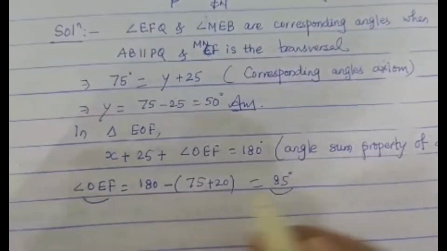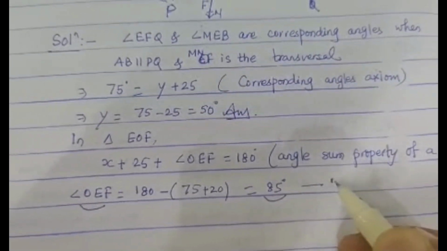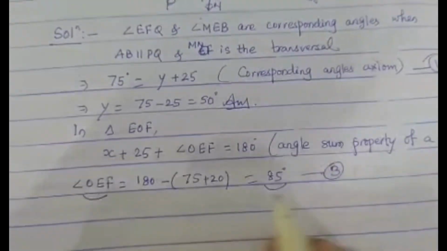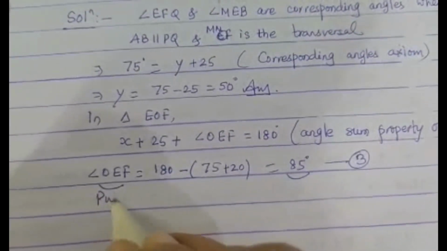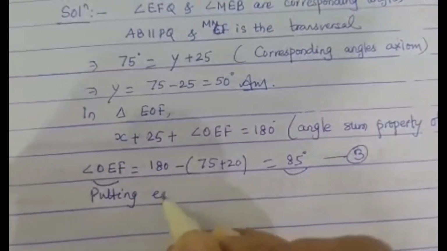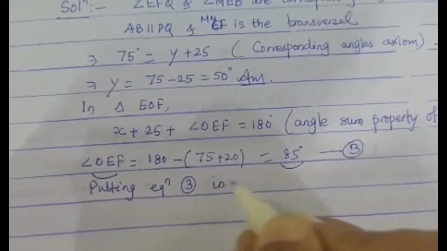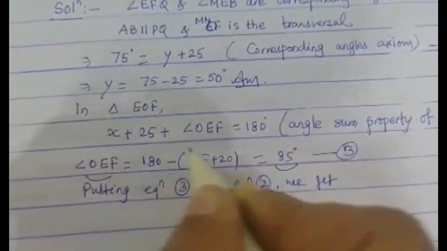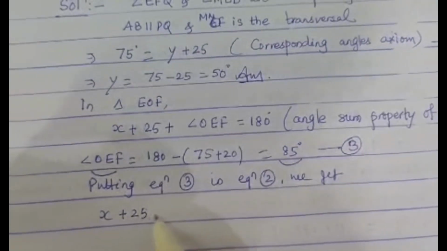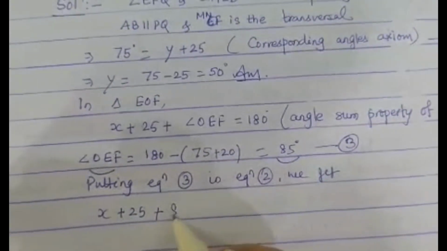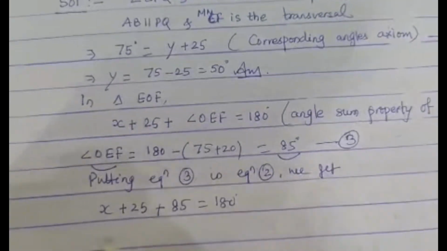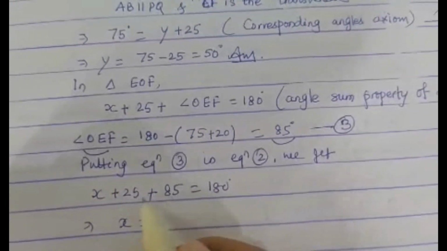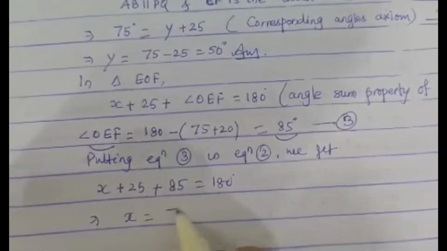We will put it here. Let us write it 3, let us write it 2, let us write it 1. So putting equation 3 in equation 2, what do we get? x plus 25 plus OEF, which is 85, is equal to 180. So simply we will get x equals 180 minus 85 plus 25, that is 110. So it will come out 70 degrees.